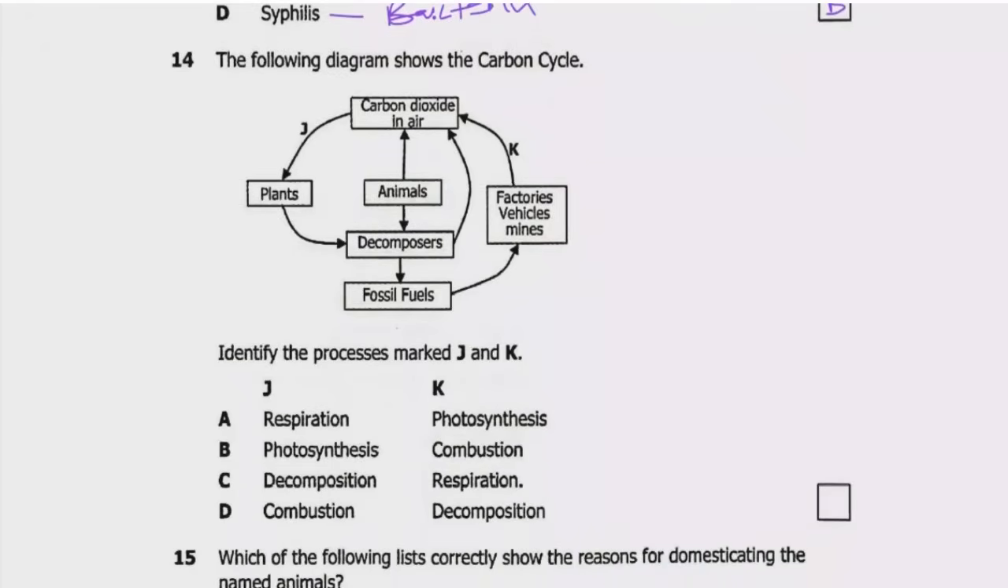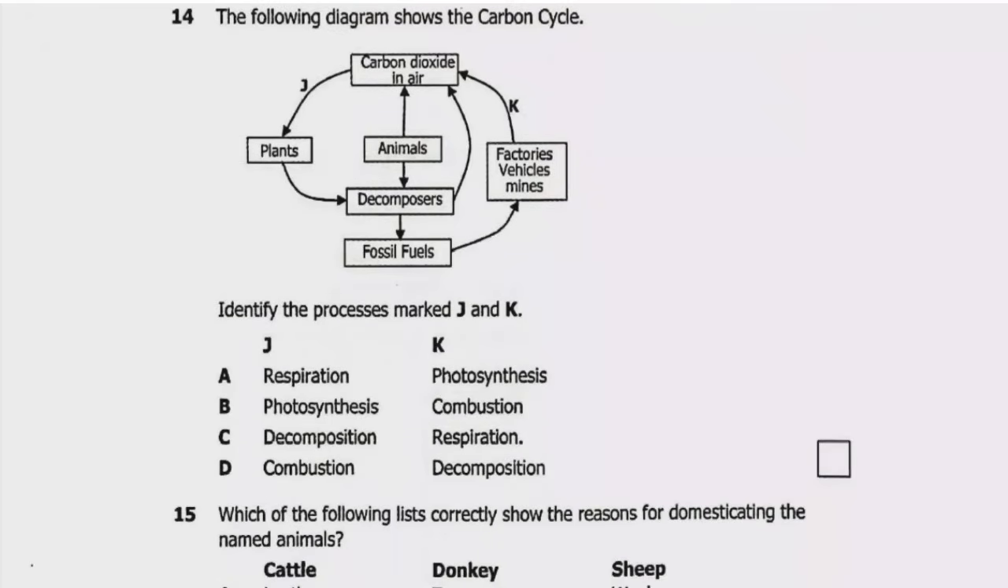Let's go to question 14, which is as follows. The following diagram shows the carbon cycle. Identify the process marked J and K. So let's go back to the diagram and study it. Carbon dioxide is going into the plants. The process that gets carbon dioxide from the atmosphere is photosynthesis. So on J, the plants, the process is photosynthesis.